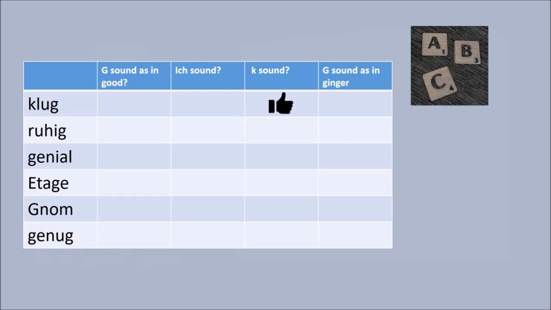Klug. There's your k sound at the end. Ruhig. Genial. Careful with that one because it's not "genial" or anything. It's a German word, genial. But Etage. Gnome. Und genug. And there we have two G's in there. G, as in the beginning, and the end one is more like a K. Genug.